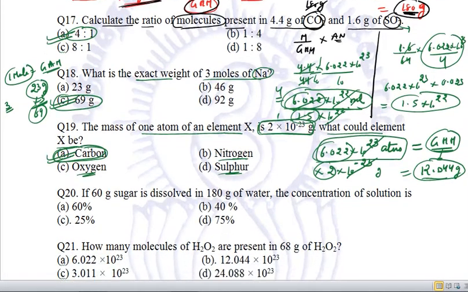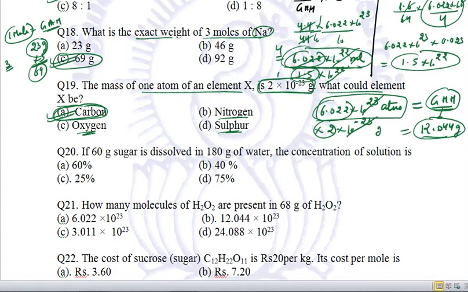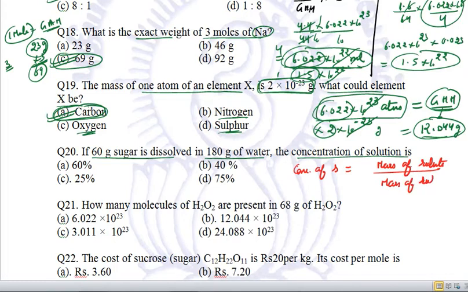Coming to the next question. In question number 20, the examiner is asking: if 60 gram sugar is dissolved in 180 grams of water, the concentration of solution will be. Now we should know the formula to calculate the concentration of solution.